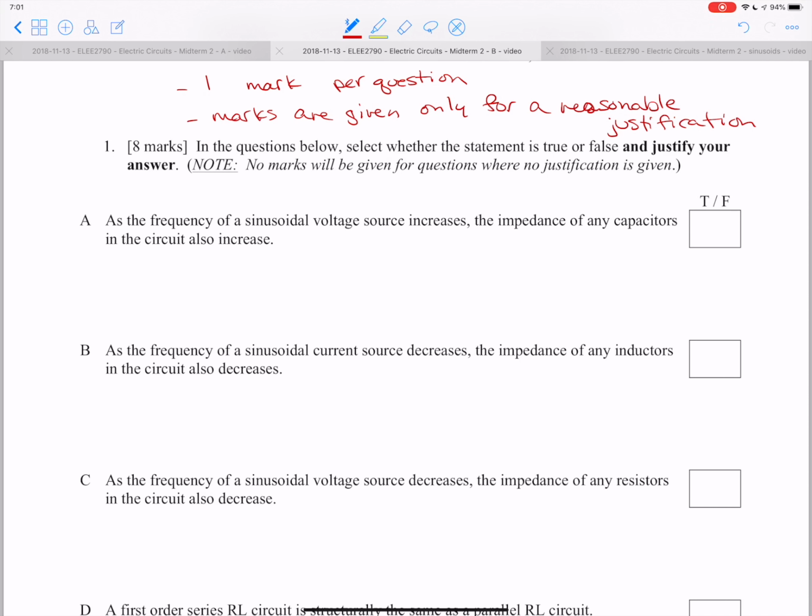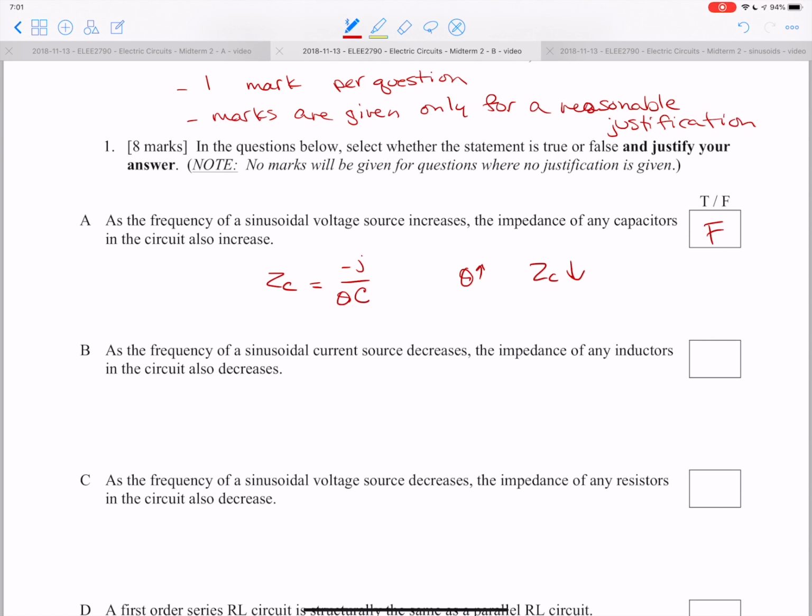Part A. As the frequency of a sinusoidal voltage source increases, the impedance of any capacitors in the circuit also increases. If you look at the impedance of a capacitor, it is equal to minus J over the frequency times the capacitance. So therefore, as the frequency increases, the impedance actually decreases. This is false. We'll write that so you can see it. There we go.